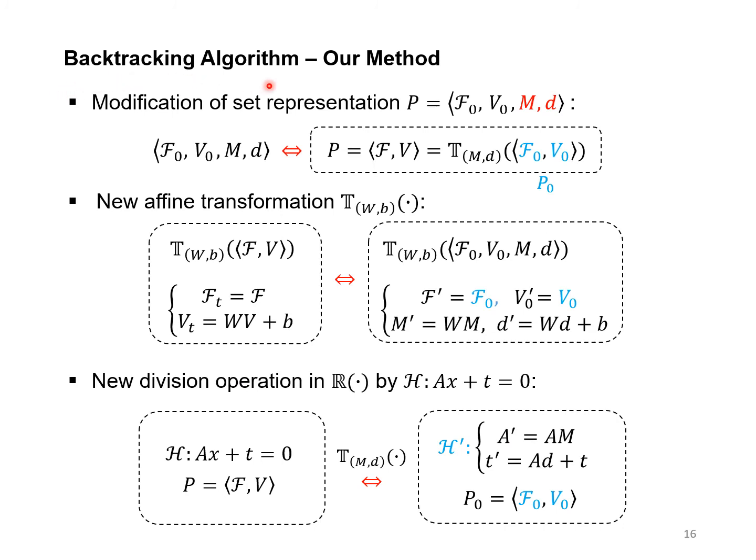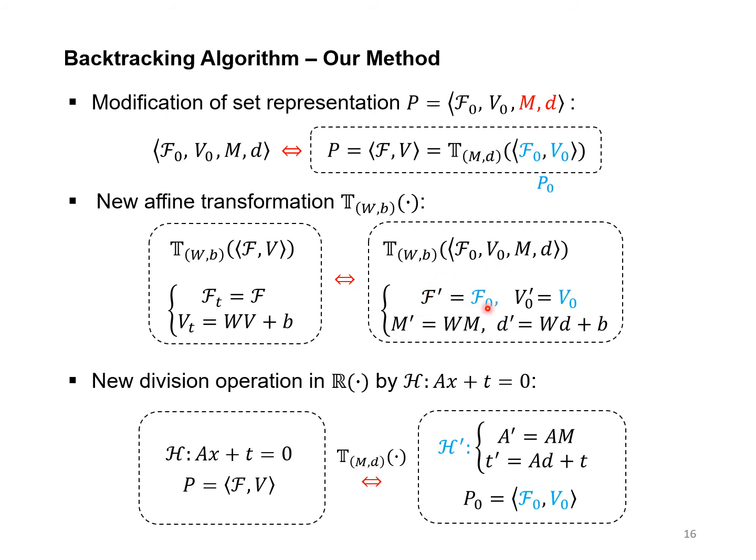To realize the backtracking algorithm, we need to do some modifications of the set representation as well as its operations. First of all, we modify the set representations by adding two more items, M and D. M and D basically describe an affine transformation. With M and D, the new set representation essentially encodes an affine transformation between the current set P and another set P0. With the new set representation, we have the new affine transformation T. Previously, the affine transformation would directly apply on the values of vertices. With the new set representation, the affine transformation will directly apply on M and D, such that F0 and V0 will remain unchanged.